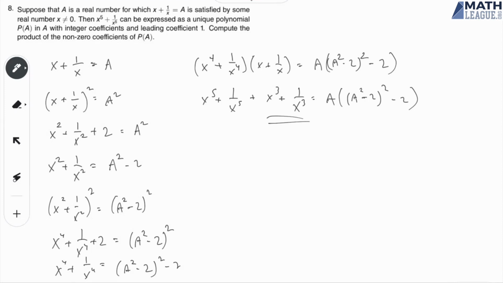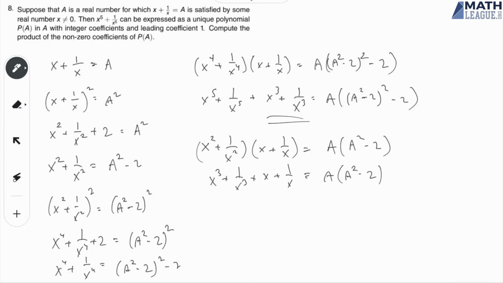We need x cubed plus 1 over x cubed, and that's simple to get. Let's just do x squared plus 1 over x squared times x plus 1 over x. We get A times A squared minus 2. Here we get x cubed plus 1 over x cubed plus x plus 1 over x. X squared times 1 over x is x, and then 1 over x squared times x is 1 over x. We get A times A squared minus 2. This is just A. So x cubed plus 1 over x cubed equals A times A squared minus 2 minus A.